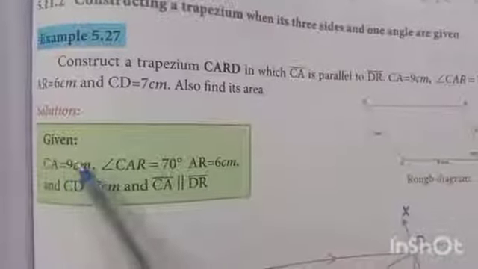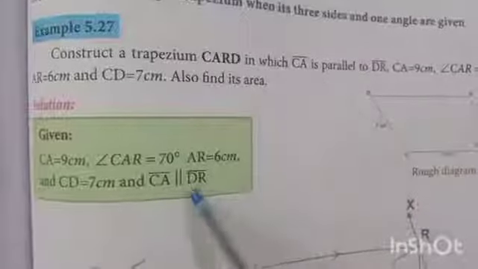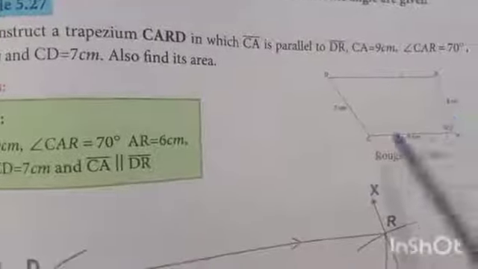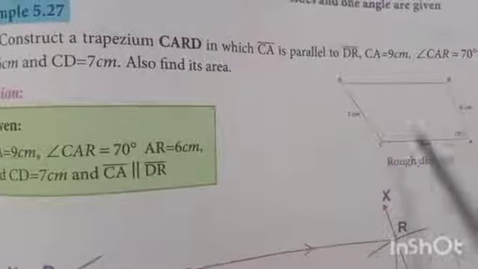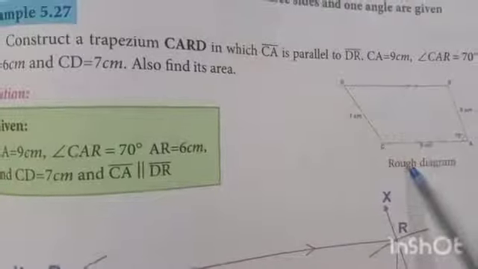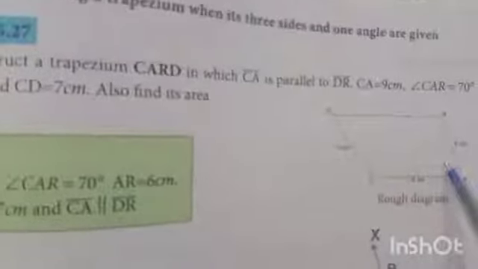Then, given, you have to take and write what are the things given. Then the rough diagram. You have to draw the rough diagram like this. You need one parallel side; that's all. One pair of opposite sides we need parallel. So you have to draw the rough diagram. Mention the values. CA equal to 9 cm, AR equal to 6 cm, RD is a parallel line, so this measurement is not given. CD equal to 7 cm, and the angle is 70 degree. Mention all the measurements that are given here. First you have to complete the rough diagram.